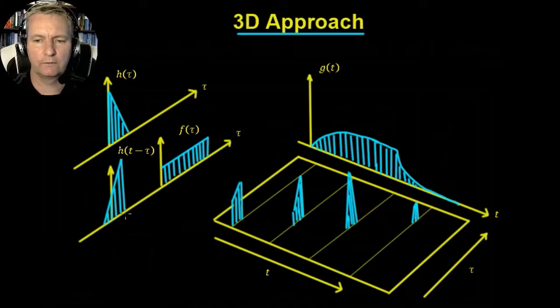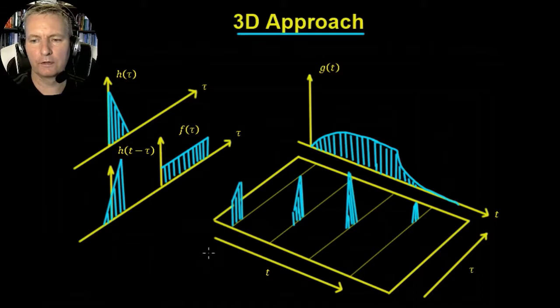So we've got these two functions here, h of t minus tau and our f of tau. And we're going to slide this function over the top of this function here. We're going to form the product f of tau h of t minus tau, and then we'll integrate with respect to tau. Now I've drawn it out here in three dimensions, so we've split up the tau and the t axis. Remember, they both represent time, but we've split them up and we've put them at 90 degrees.